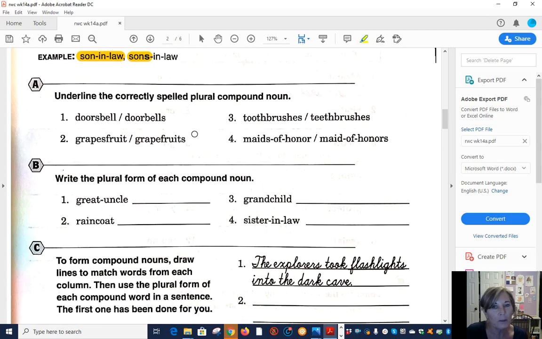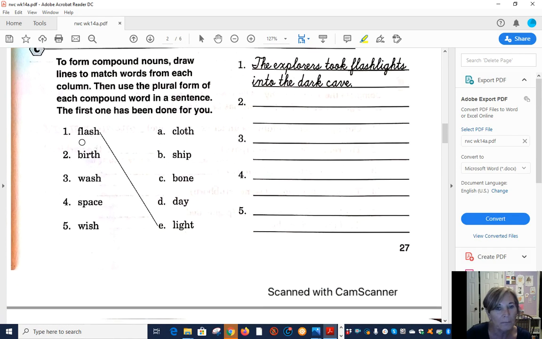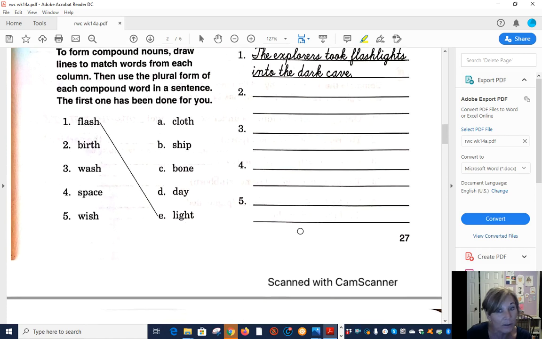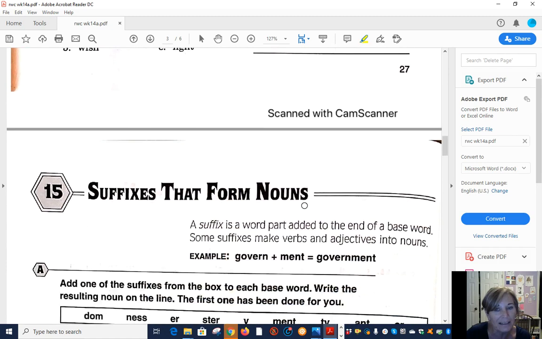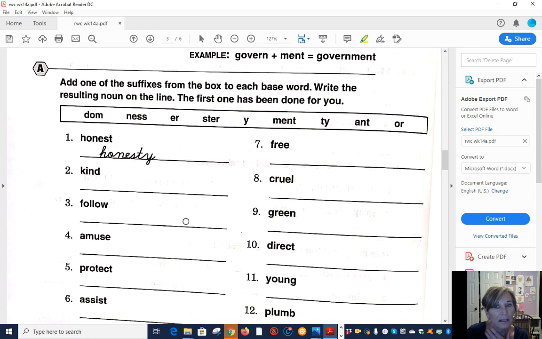Finish this out. Which word is spelled correctly? Write the plural forms. Make some compound nouns. Write sentences using the nouns. I want to see those sentences. And then you can add some suffix to other words to make nouns. And so there is more than one right answer on these. So take this word and add an ending to it. Like honest, you add Y and it becomes honesty.